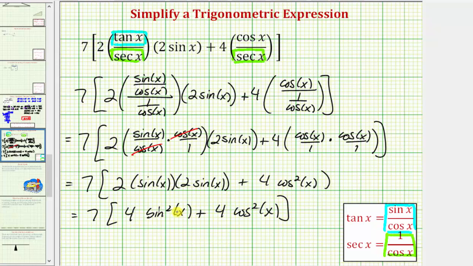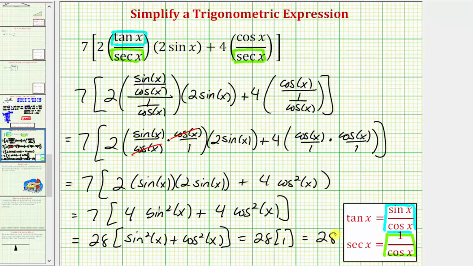Notice inside the parentheses we have a common factor of 4, so let's factor that out. Since we already have a factor of 7 here, this is going to be 28 times sine squared x plus cosine squared x. We should recognize the Pythagorean identity, sine squared x plus cosine squared x equals 1. So this simplifies nicely to 28 times 1, or just 28. So the given trig expression simplifies to 28.